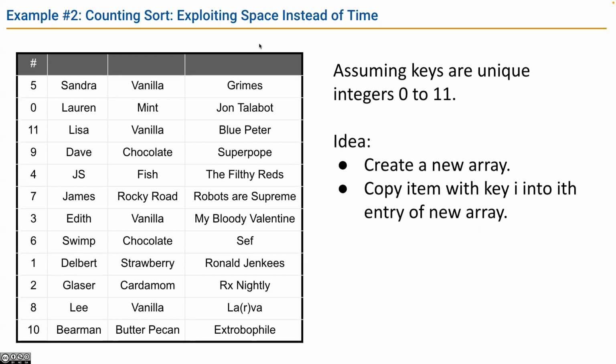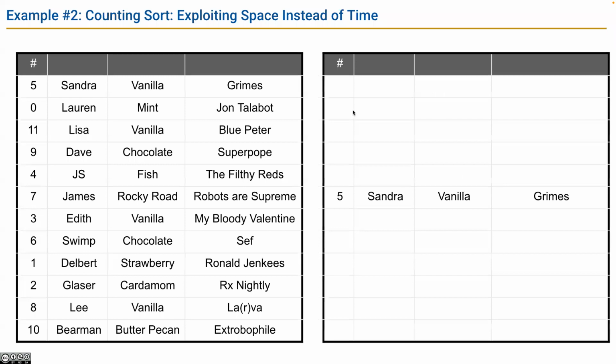And the idea is we're going to create a new array. And we're just going to copy the item with the key integer I into the I entry of the new array. Okay, that'll make more sense than to just show it. Here's the target array. We'll say, okay, so the entry that has a 5, we'll put in entry 5. Okay. Next comes Lauren. Where does Lauren go? Top, right? It's going to go to 0. Okay. What are we going to copy next? What do you think? Lisa into position 11, right?